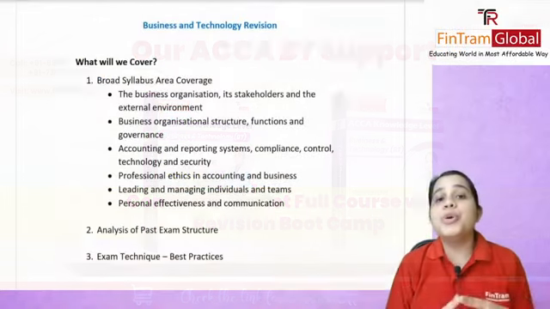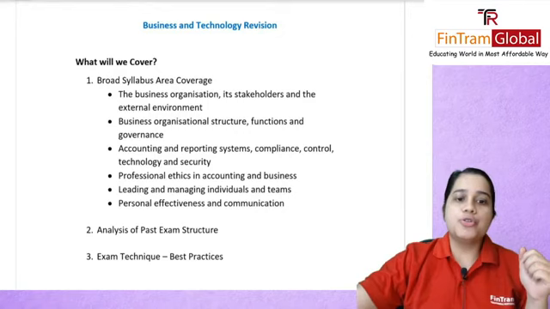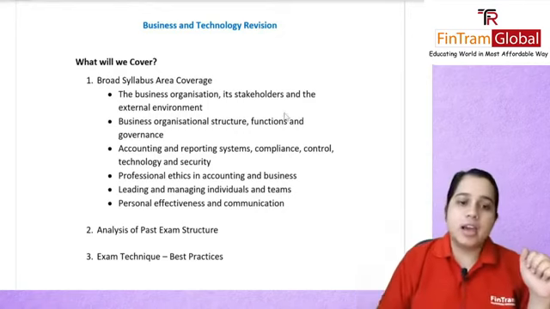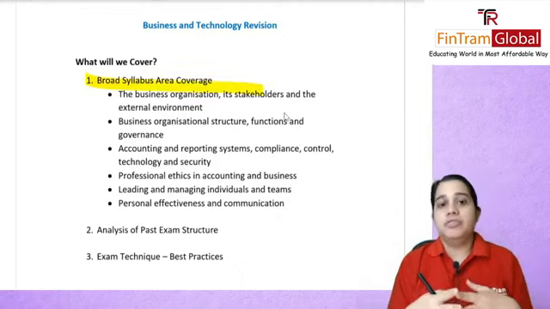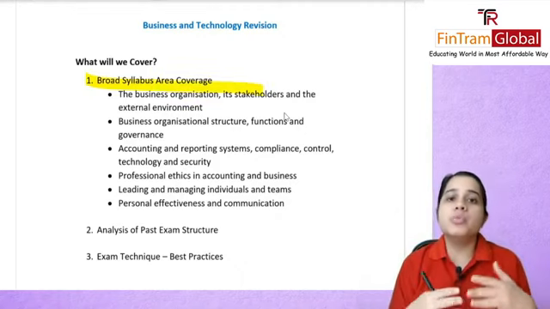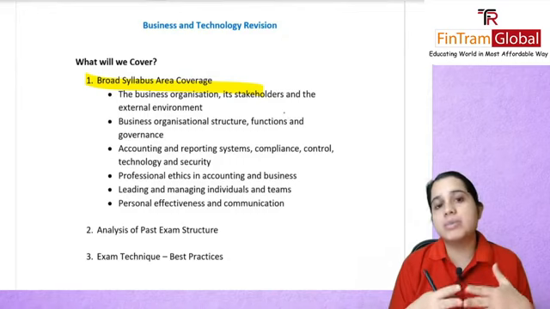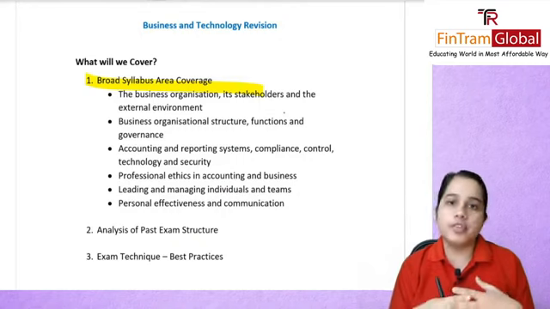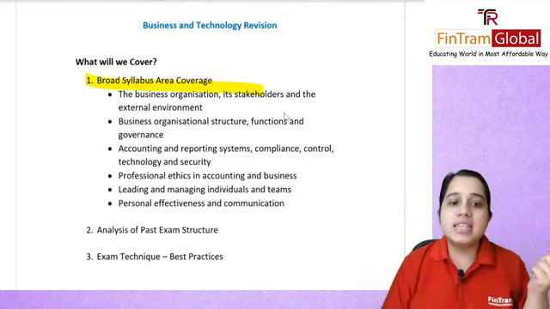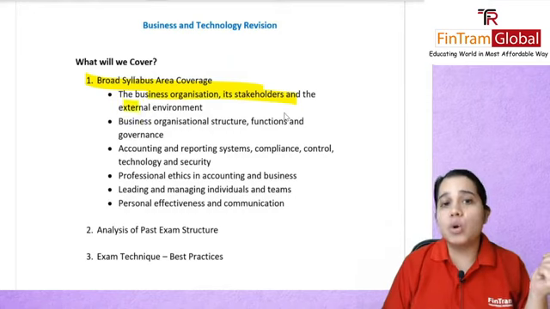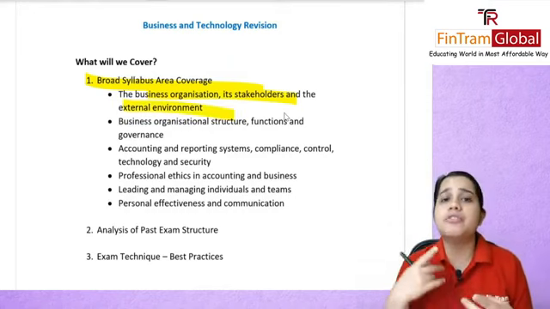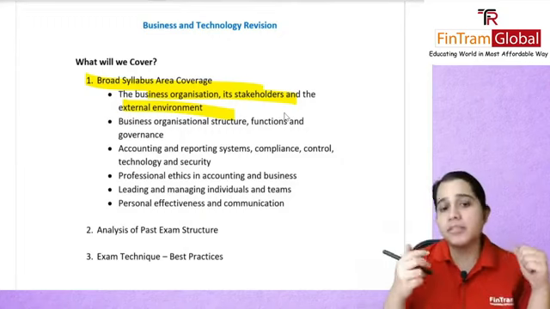So what are we going to be covering in this session? Firstly, let's talk about our syllabus area. In this revision session, we will be covering various syllabus areas, and we have divided this revision session in two parts. Today we'll be doing part 1 of the revision session, wherein we will see business organization and stakeholders. We talked about the external environment, wherein we covered the political factors, legal factors, economic factors.